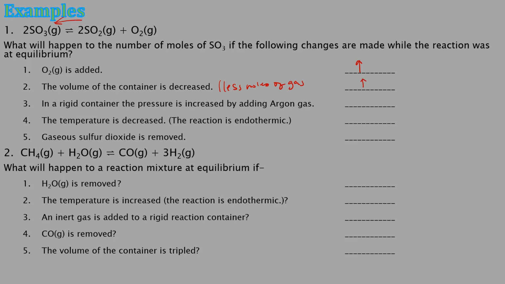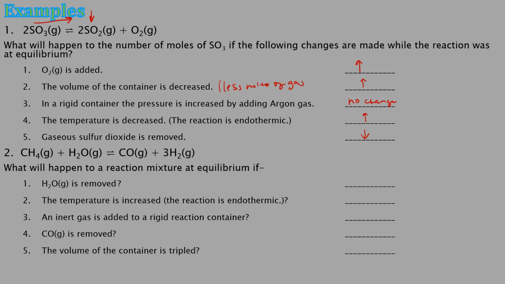In a rigid container, the pressure is increased by adding argon gas, no change, because argon is an inert gas. And so even though the pressure is affected, the pressure of all these is affected by the same amount, and therefore their ratio is not changing. The temperature is decreased. It says the reaction is endothermic. So my heat is over here. And if I decrease it, it's going to move towards it, and so SO3 will increase. Gaseous sulfur dioxide is removed. So if we remove this, it's going to move towards that decrease, and therefore SO3 would actually go down.